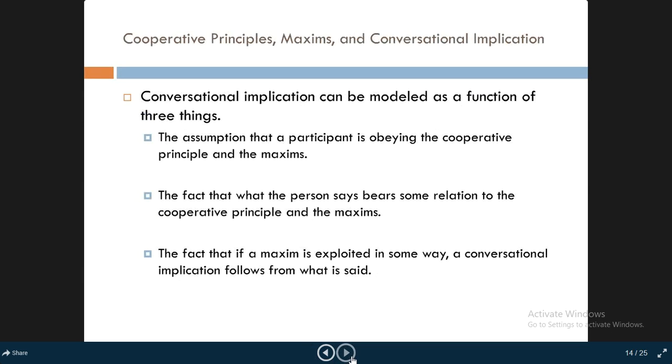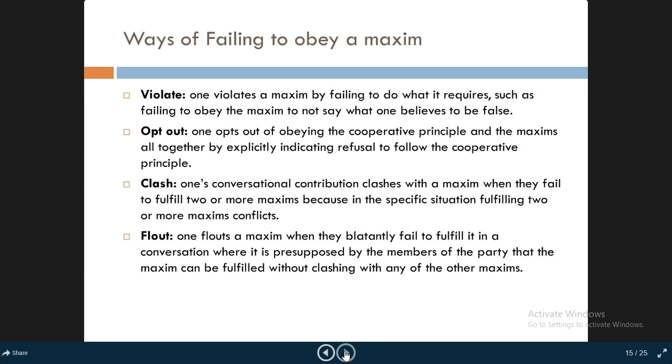Cooperative principle, maxims and conversational implicature. Conversational implicature can be modeled as a function of three things: the assumption that the participant is obeying the cooperative principle and the maxims, the fact that what the person says bears some relation to the cooperative principle and the maxims, and the fact that if a maxim is exploited in some way, a conversational implicature follows from what is said.